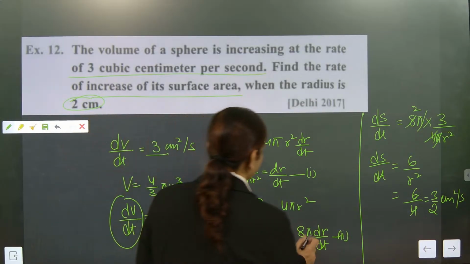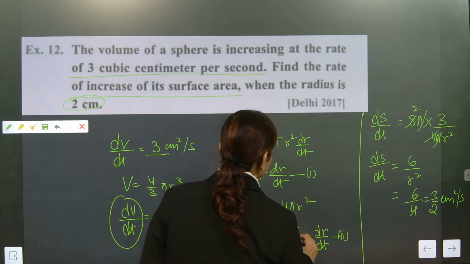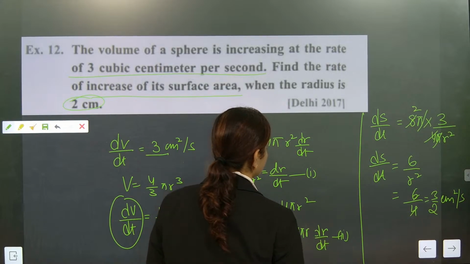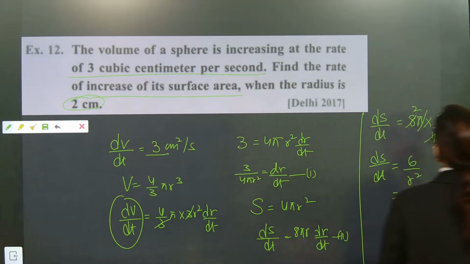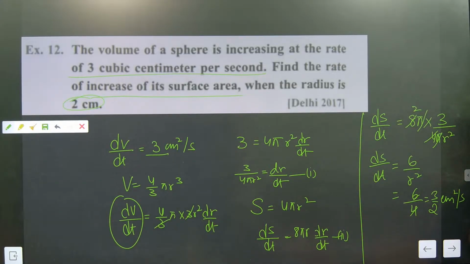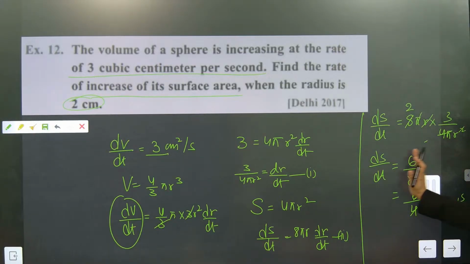Here one r is there. 8 pi r into 3 by 4 pi r square. This r and this r will get cancelled, and 4 pi will cancel, giving 6 by r. What is r, beta?